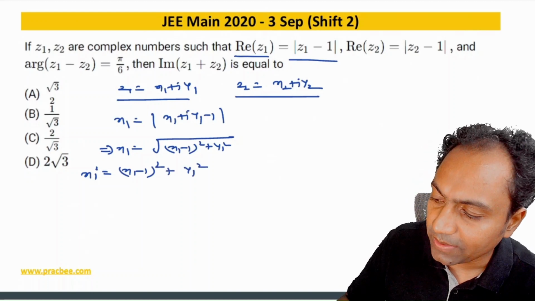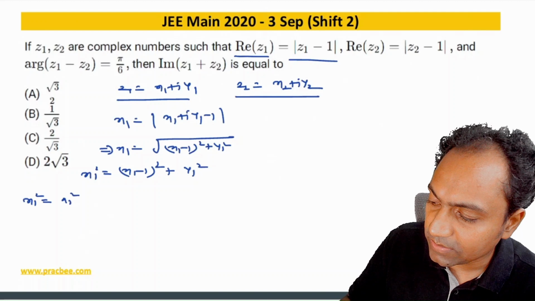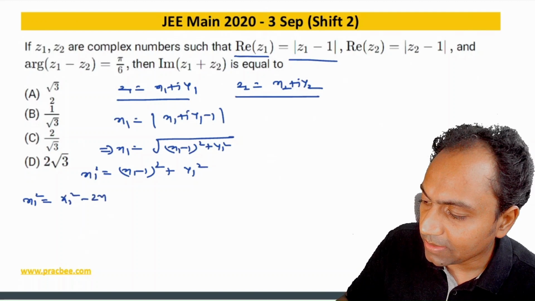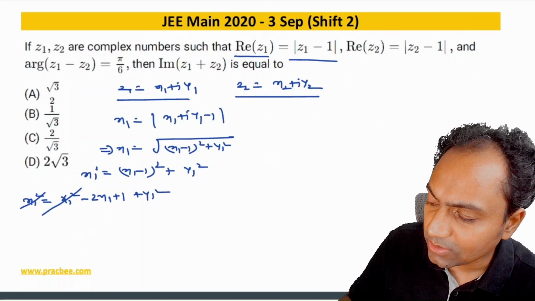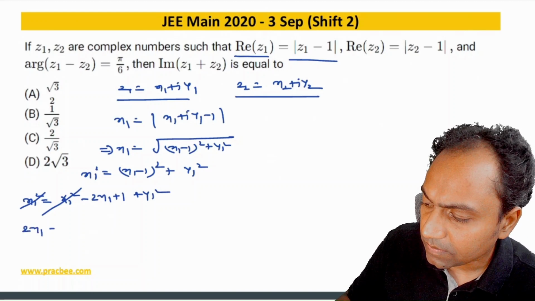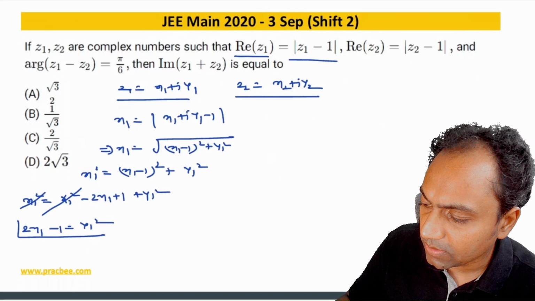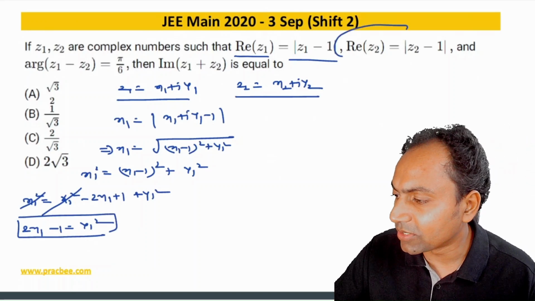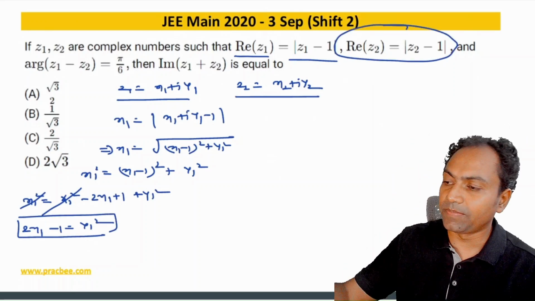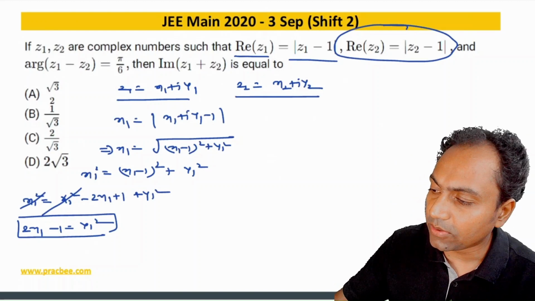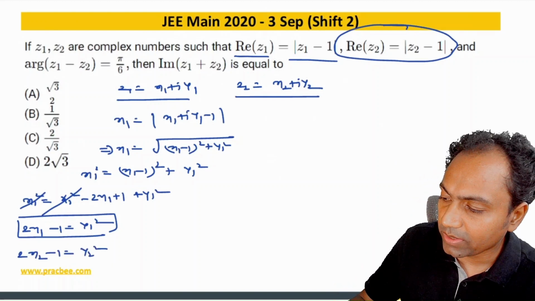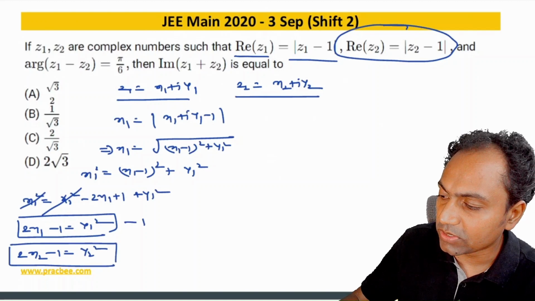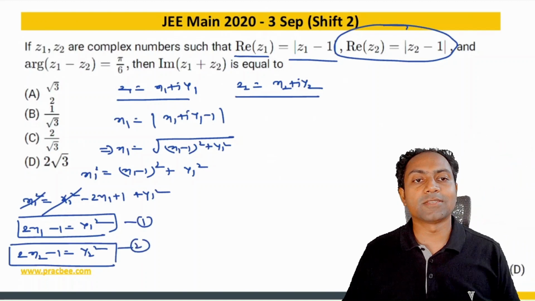And if you simplify, this becomes x1 square minus 2x1 plus 1 plus y1 square. x1 square cancels out. What we'll get is 2x1 minus 1 equal to y1 square. Now, if you look into second relation, it is exactly same relation. So if I simplify that also, instead of x1 I will have to write x2, and instead of y1 I will have to write y2. So these are the two equations that I'm getting. This is first part of the problem.